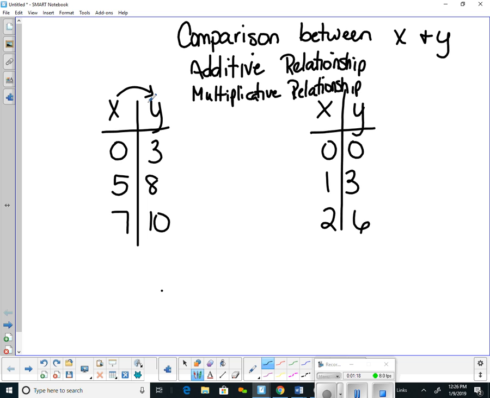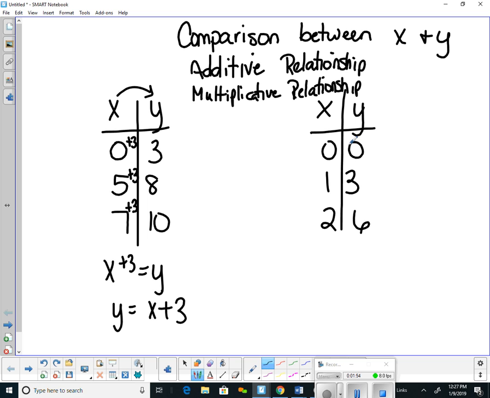So in this case, 0 times something would never give me 3. So we know we're not multiplying here. Now, I'm going to go back and see if I'm adding. 0 plus 3 would give me 3. 5 plus 3 would give me 8. 7 plus 3 would give me 10. So here if I have x, that means I'm going to be adding 3 to get my y value. So my equation would be y equals x plus 3.